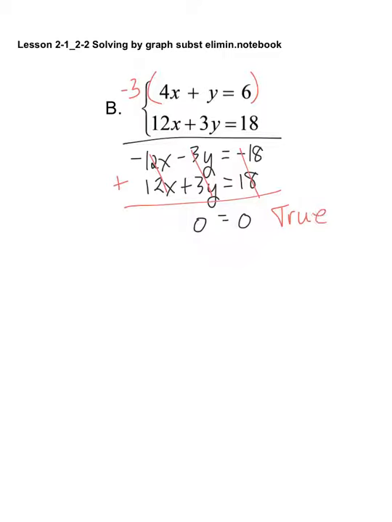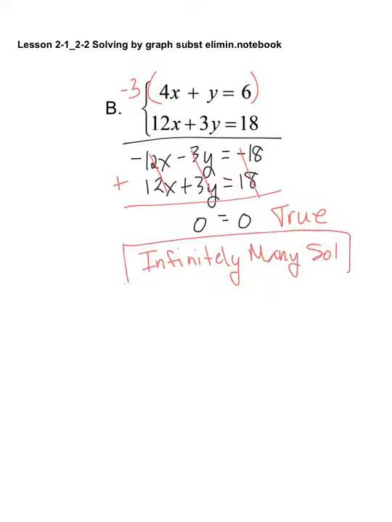So if you have a true statement, you have infinitely many solutions. And if we have infinitely many solutions, we must have coinciding lines.